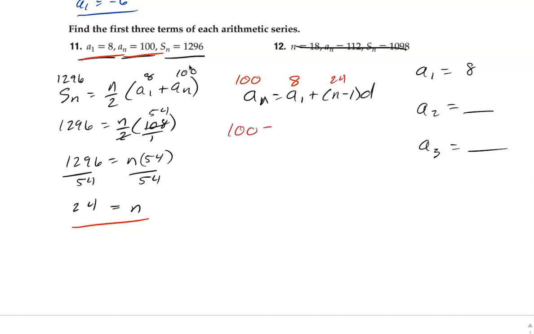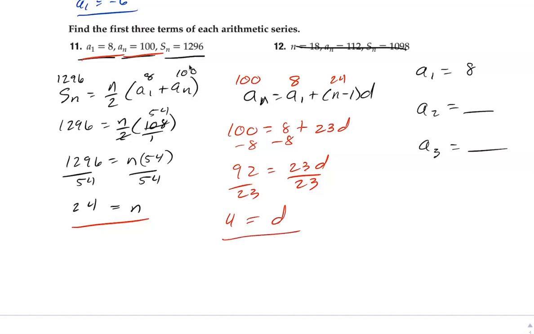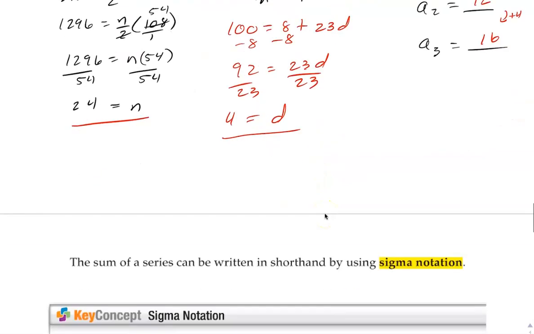So 100 equals 8 plus 23d. Subtract 8. So 92 equals 23d. Let's divide by 23. And I get d equals 4. So that's my common difference. Again, how does it help me? Well, if I know the common difference is 4, and I know the first term is 8, all I gotta do is add the common difference every single time. So I get 8 plus 4 is 12. Add it again, and I get 16. And there's the first three terms. Okay, almost done.